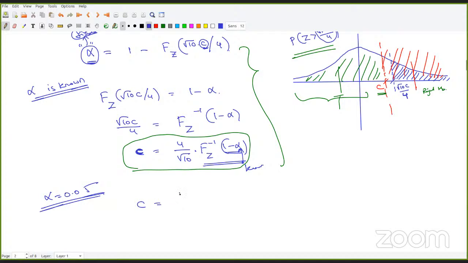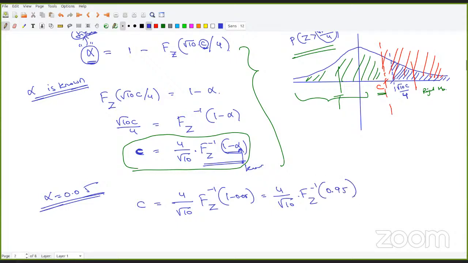Yes, so can we go, sir, and complete this exercise? Okay, so let's say alpha is 0.05. So 1 minus 0.05. So this will be something like 4 by root 10 into FZ inverse of 0.95.